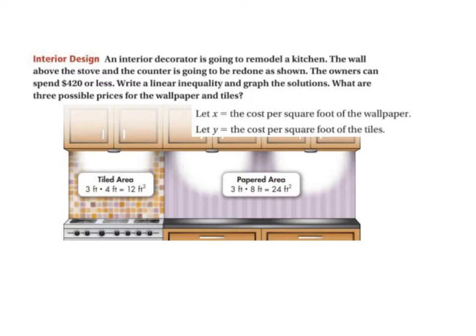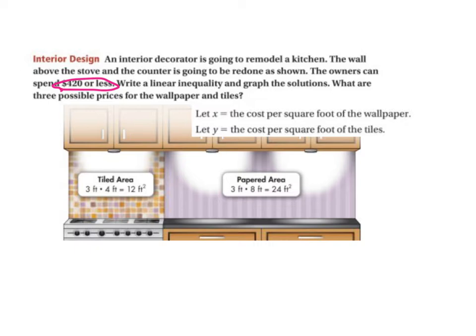Here it says an interior decorator is going to remodel a kitchen. The wall above the stove and the counter is going to be redone as shown. The owners can spend $420 or less. Write a linear inequality and graph the solutions. What are three possible prices for the wallpaper and the tiles?